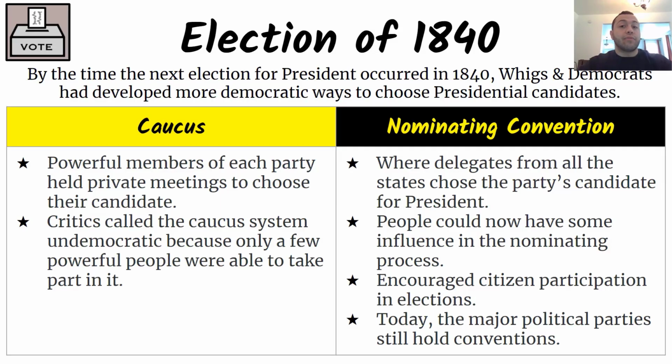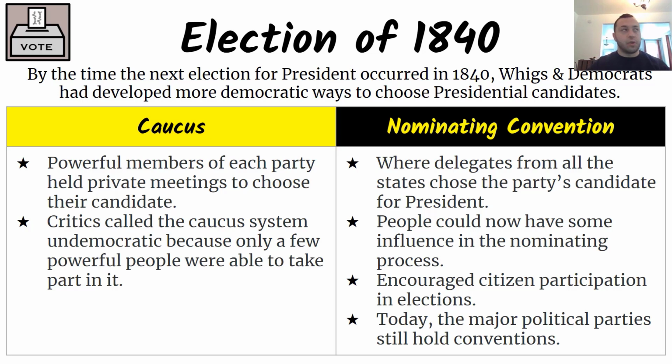So now up next, after 4 years in office with Martin Van Ruin, we have another election, right? By the time the next election for president occurred in 1840, Whigs and Democrats developed more democratic ways to choose presidential candidates. So we have a caucus and a nominating convention. The nominating convention is definitely more democratic, but we also do have a caucus. The caucus is basically powerful members of each party held private meetings to choose their candidates.